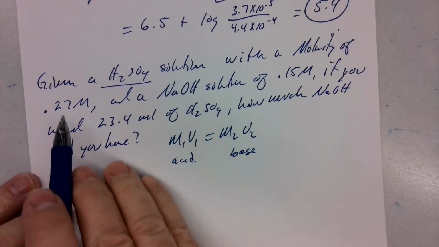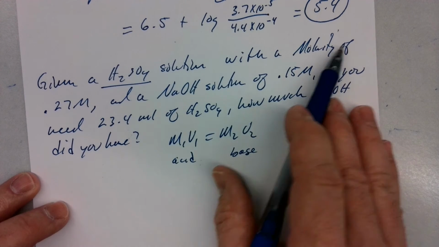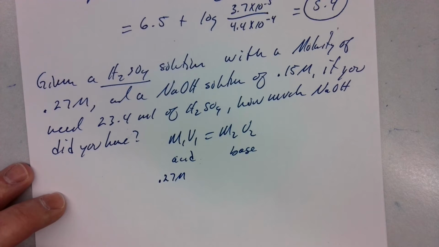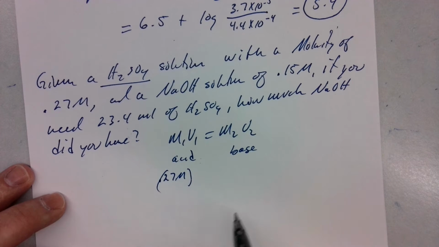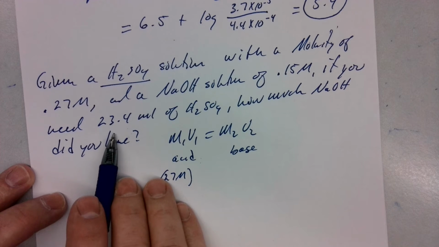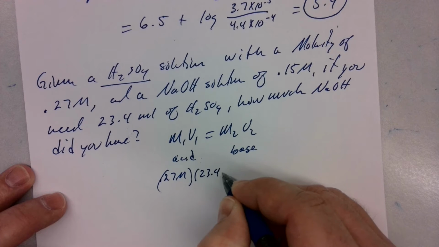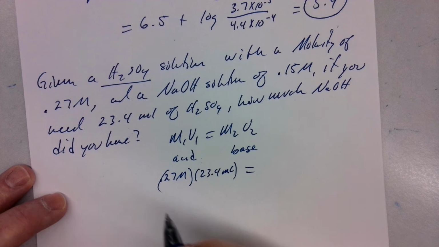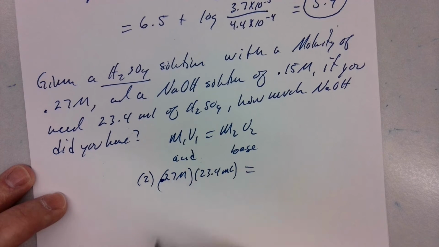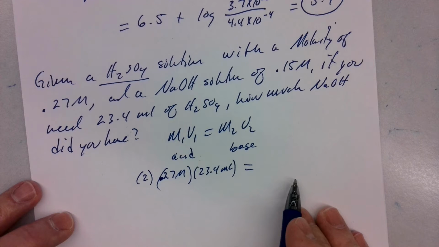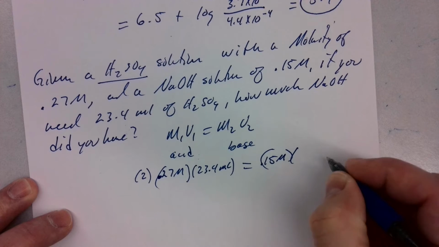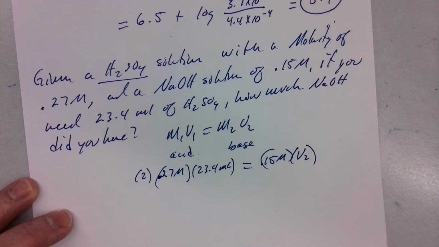Given an H2SO4 solution with a molarity of, that's got to be 0.27 molar. And what else is going to go right here? 23. Yeah, that's going to be 23.4 milliliters. Now, what else has to go on this side? I've got to have my 2 over there. And then that's going to equal 0.15 molar and V2.